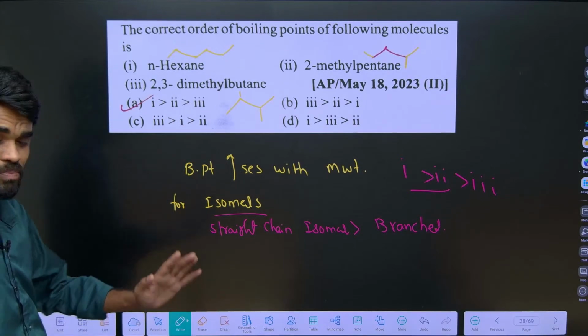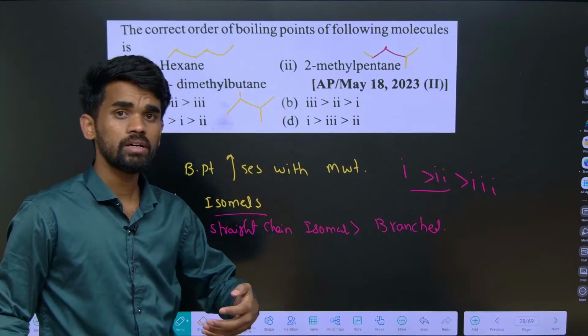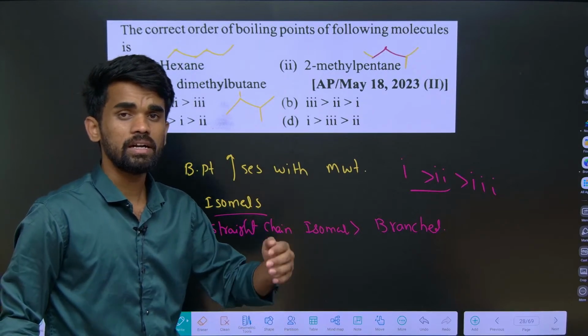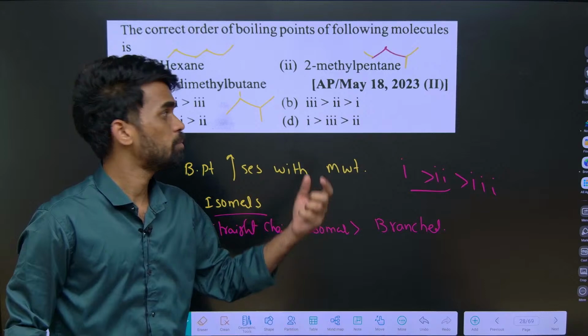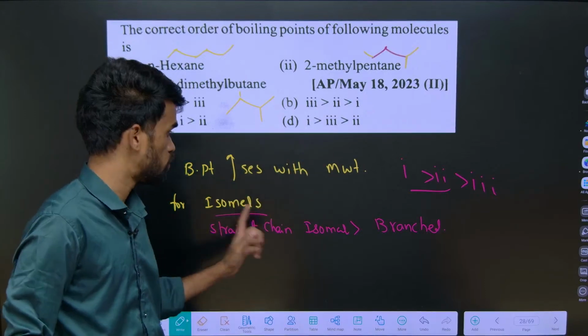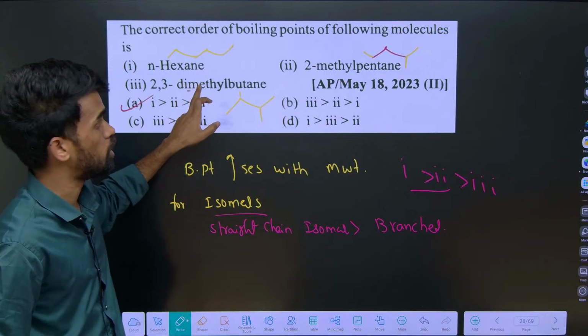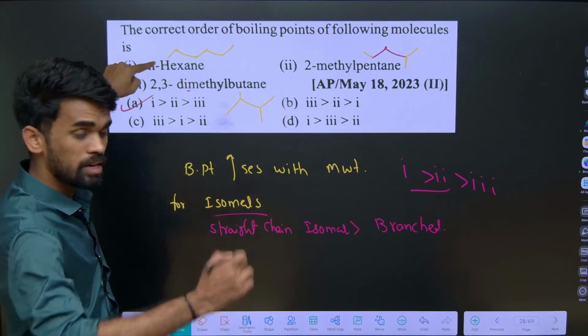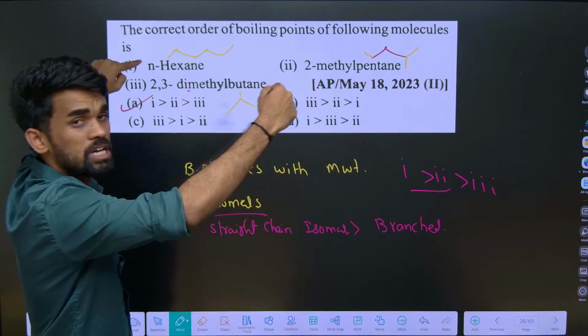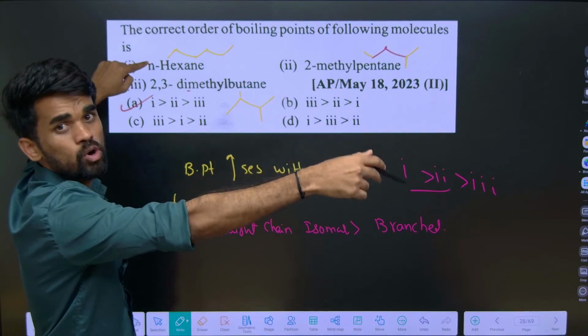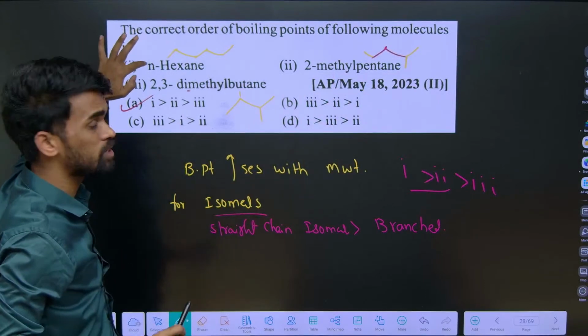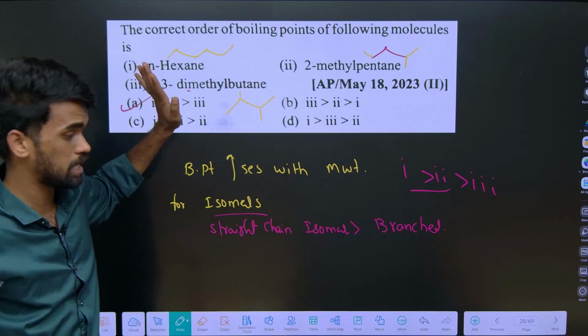So what I told you: boiling point decreases with increasing branching of that particular hydrocarbon for an isomer. More branches, less boiling point, as in this third option. The more straight chain it is, the more surface area it occupies, therefore its boiling point will be high. Therefore the first one will have the highest boiling point. I hope it is clear.